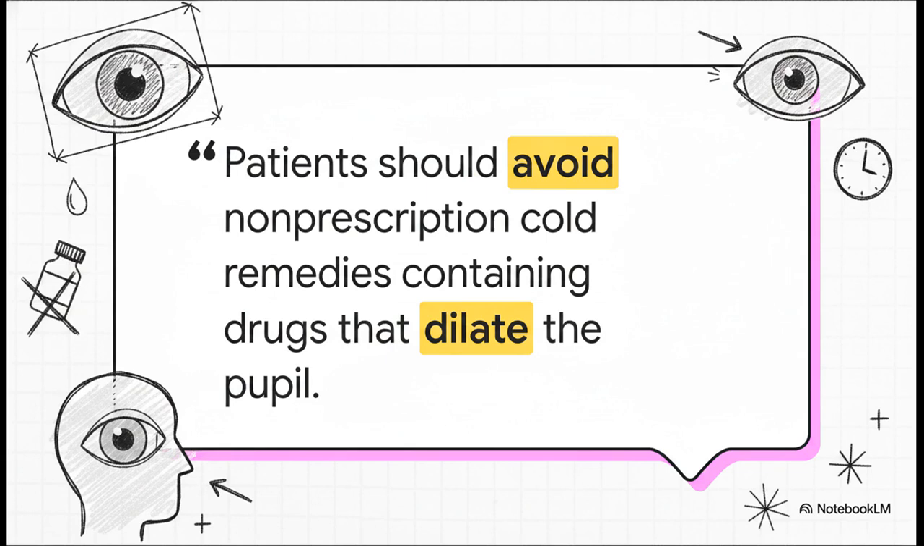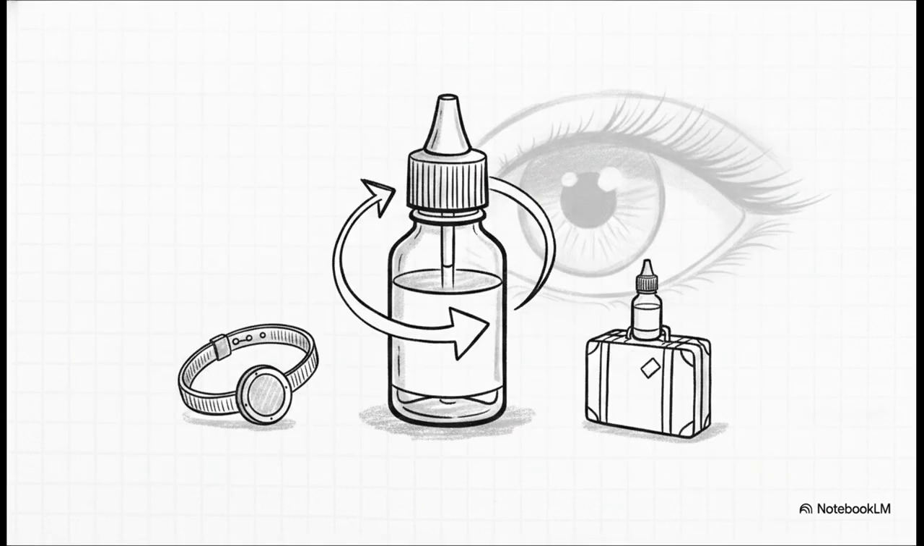Honestly, I cannot emphasize this enough. Patients with glaucoma must avoid non-prescription cold and allergy remedies that contain drugs that dilate the pupil. Never, ever give mydriatics, which are the drugs that dilate the pupil, to these patients, especially those with angle closure glaucoma. Think about it. Dilating the pupil bunches up the iris, which completely blocks the outflow of fluid and dangerously spikes that intraocular pressure. Let's see how this builds into key point 15 on patient teaching.